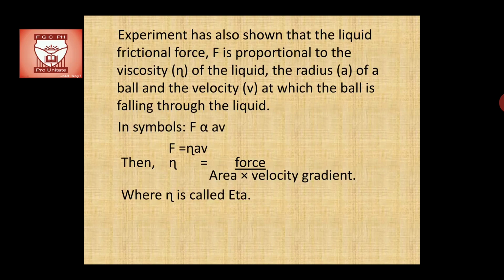Removing the sign of proportionality, replacing it with an equality sign, you have to put a constant. That symbol there, the name of that symbol is eta. So you can make eta the subject of the formula from that expression to have force over area times velocity gradient.